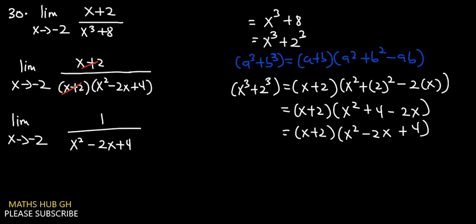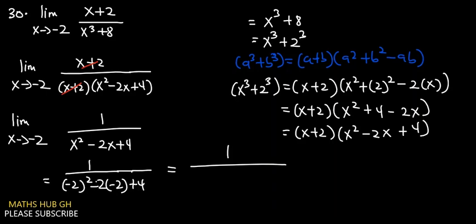So let's do the substitution here and see what you are going to have. If you do this, you are going to have 1 over minus 2 squared minus 2 multiplying minus 2, plus 4. So that gives us 1 over, minus 2 squared will give us 4, then minus 2 multiplying minus 2 gives us plus 4, plus 4. So at the end, our answer will be equal to 1 over 12. So this will be our answer. So let's take the next example.